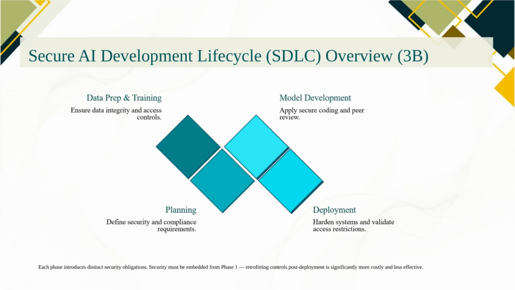Phase 3 is model development. Apply secure coding practices, conduct peer reviews, and avoid embedding secrets in code. Phase 4 is deployment. Harden the deployment environment, validate the model through the TEVV framework, restrict access to production. And each phase should have a security gate, a checkpoint that must be passed before moving to the next phase. The exam tests whether you know what security controls apply at each phase, not just that the phases exist.